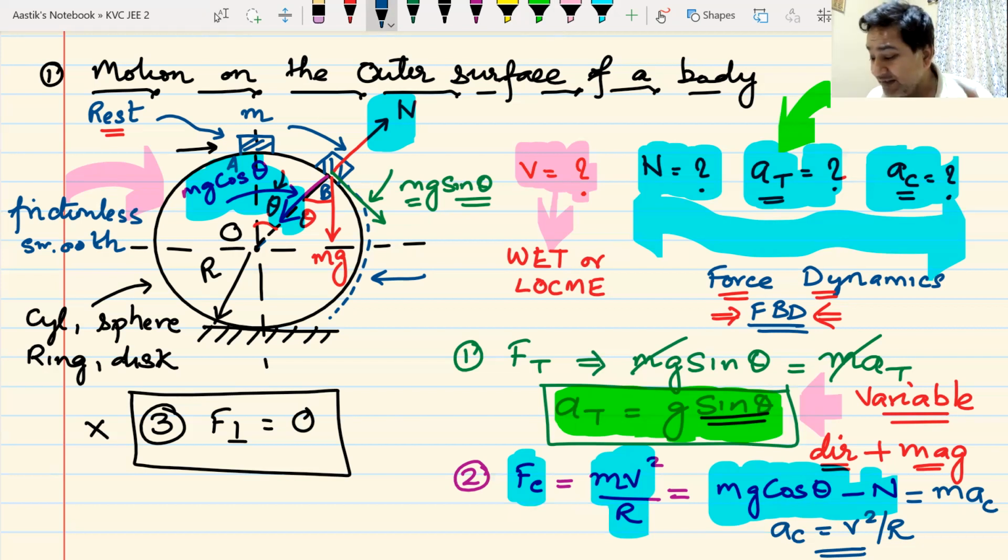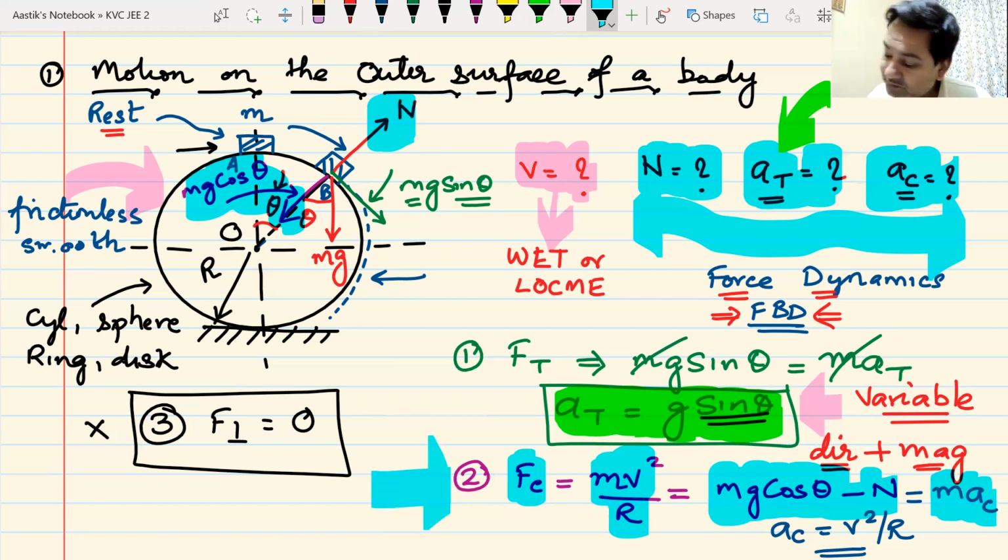But the blue equation has a problem. See, the black equation does not give me anything, so forget about the black one, it is useless. What is the problem that you see in the blue equation? Whether I write it like this, MAC is MV square by R, or like this, MAC is MG cos theta minus N, it is one equation and two unknowns. So it cannot be solved. No one in this universe can solve this equation.